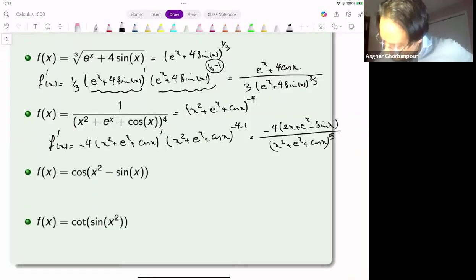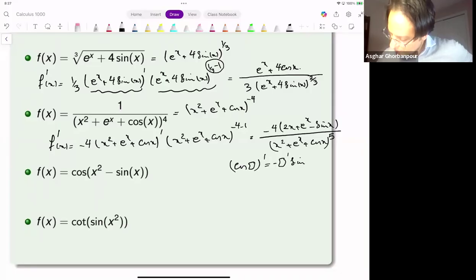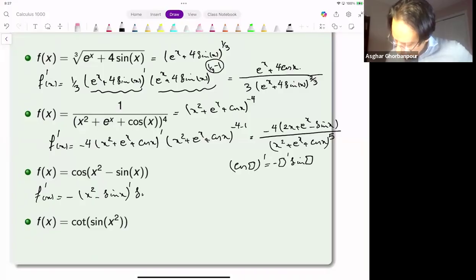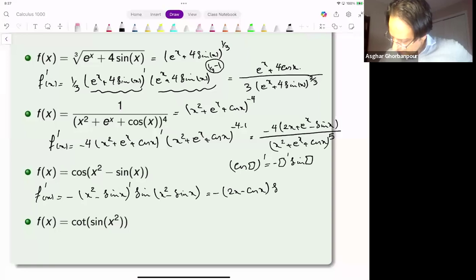Cosine of u, the derivative of cosine box is minus box prime sine of box. So f prime of x is minus (x^2 - sine x) prime sine of (x^2 - sine x). And this is minus (2x - cosine x) sine of (x^2 - sine x).